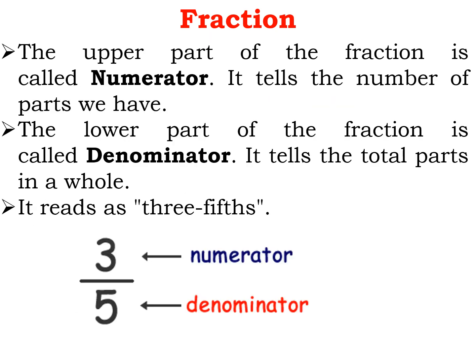The upper part of the fraction is called the numerator. It tells the number of parts we have. The lower part of the fraction is called the denominator. It tells the total parts in a whole. It is read as 3/5.